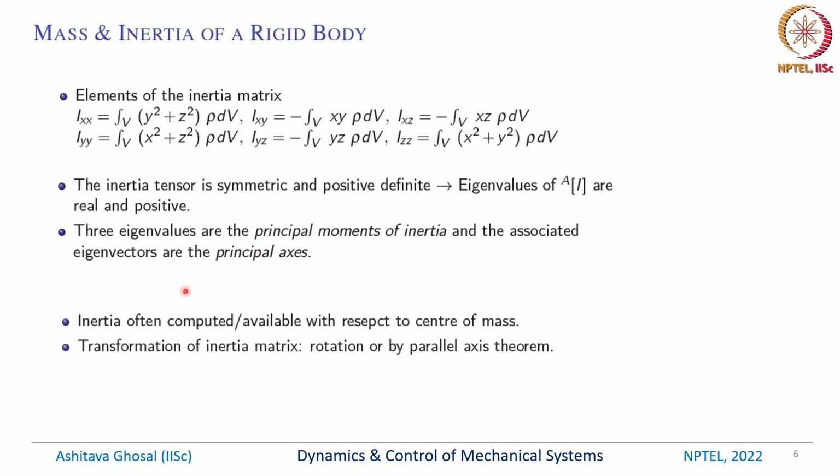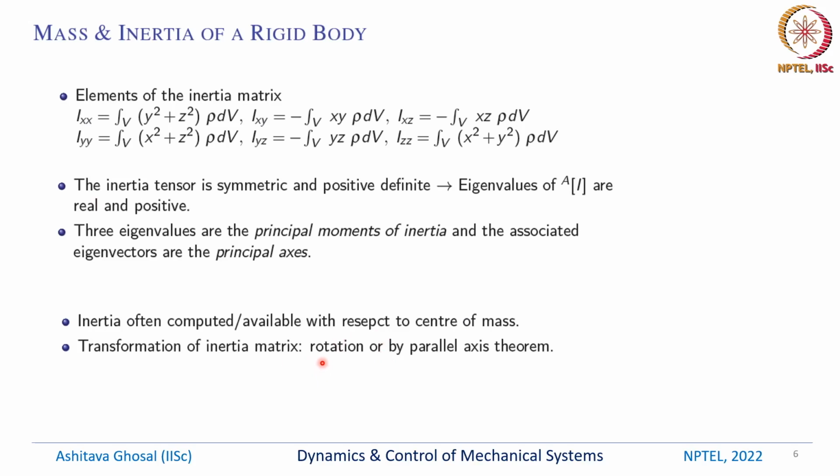Inertia is often computed or available with respect to the center of mass, and this is available in many textbooks, in some mechanics textbooks, and at the end in the appendix. We can obtain the inertia matrix with respect to some other point and about some other coordinate system by using the transformation of the inertia matrix.